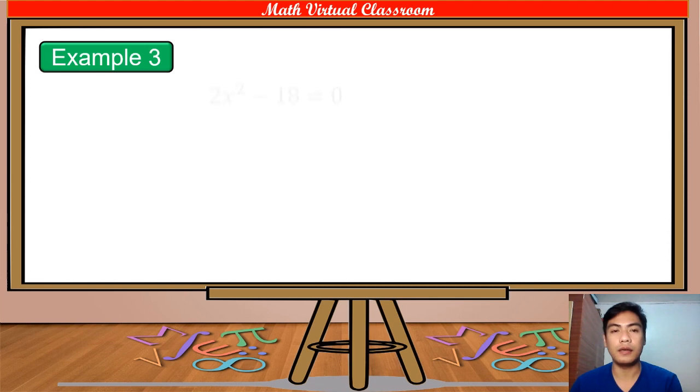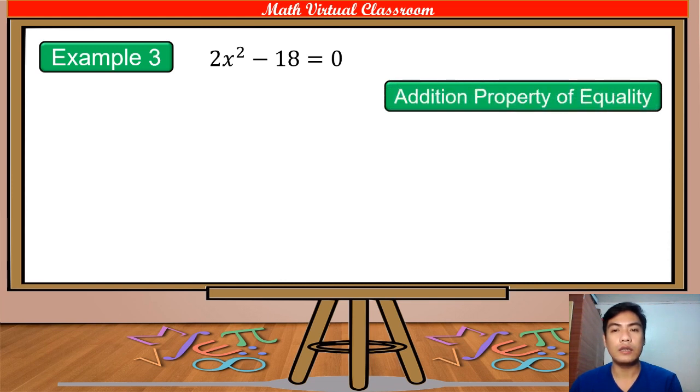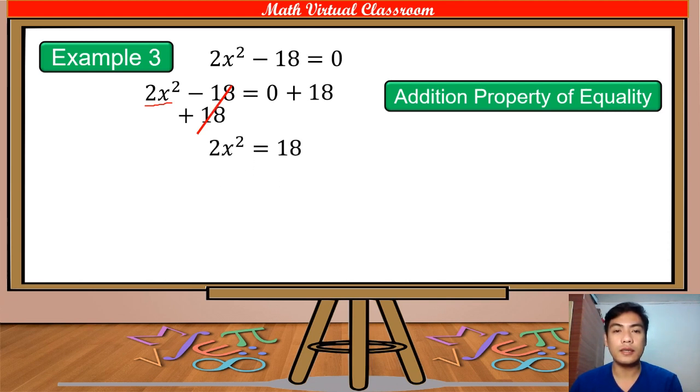Example number 3. 2x squared minus 18 equals 0. So again, we should use the addition property of equality. We are going to add 18 on both sides of the equation so we could isolate x on the left side of the equation. So this will be 0, since negative 18 plus 18 is 0. So 2x squared now is equal to 18.